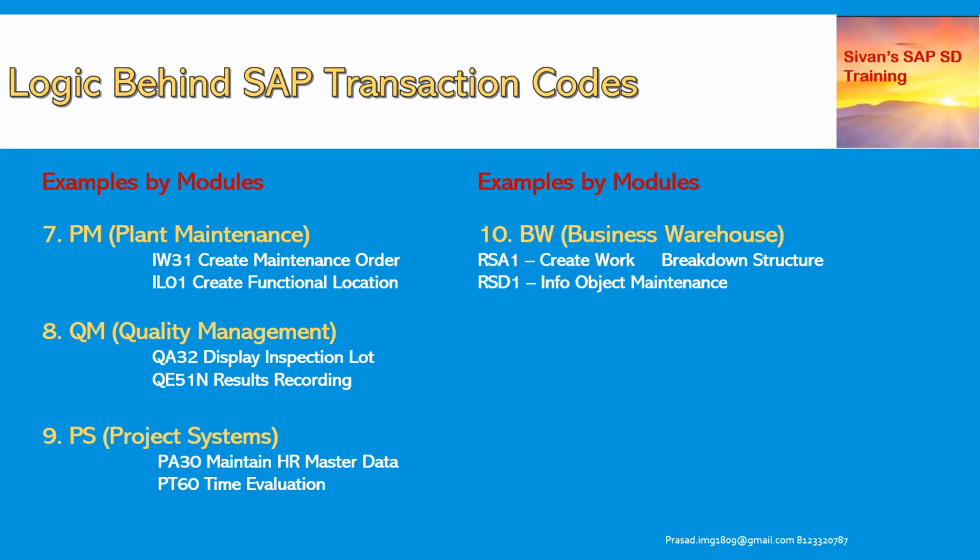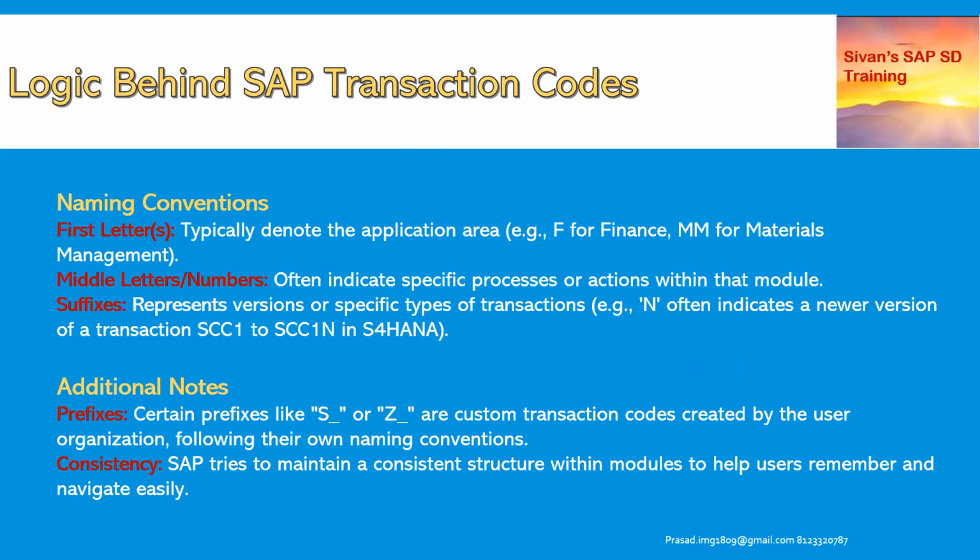Each and every module has its own set of transaction codes to represent its area of specialization. How do they do the naming conventions? The first letters typically denote the application area, for example, F for finance, MM for materials management. The middle letters or numbers often indicate specific processes or actions within that module. Suffixes represent versions or specific types of transactions. For example, N often indicates a newer version of a transaction.